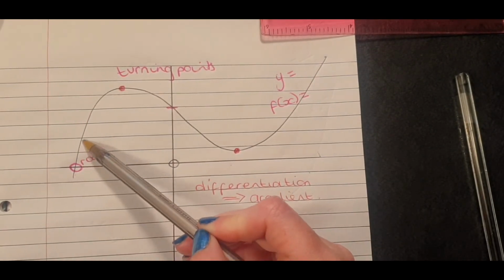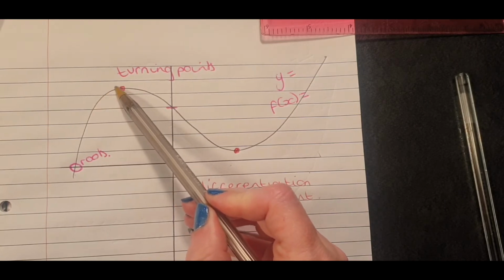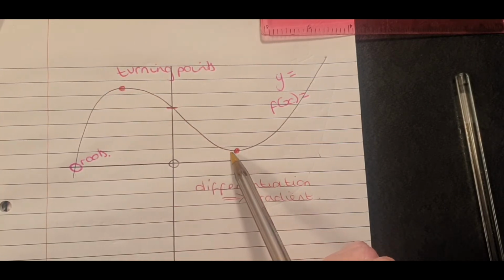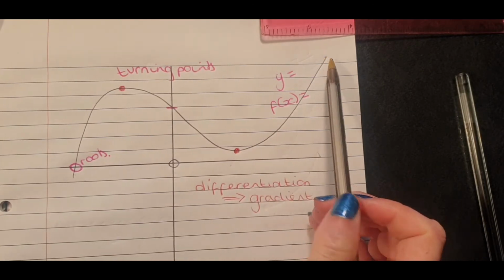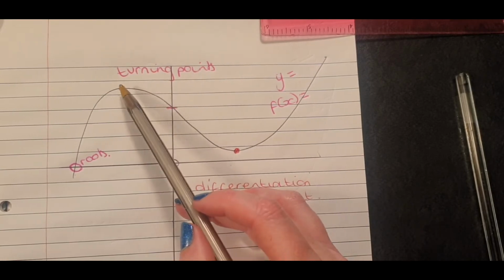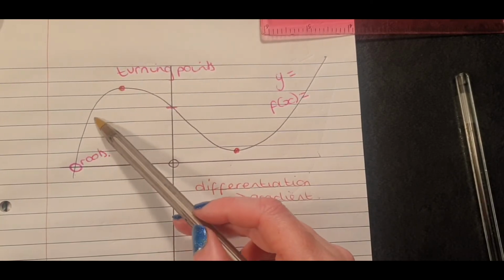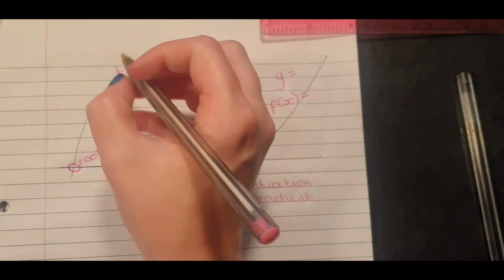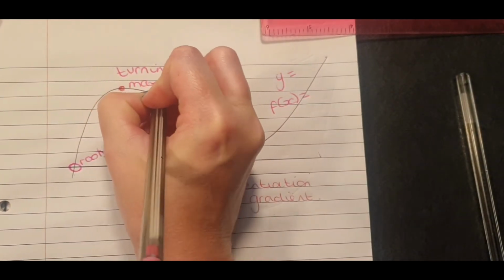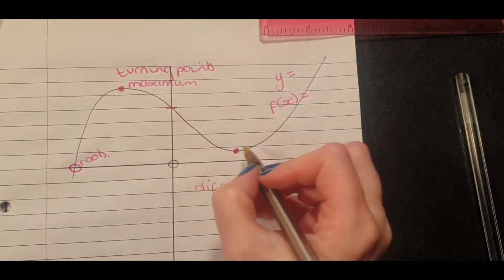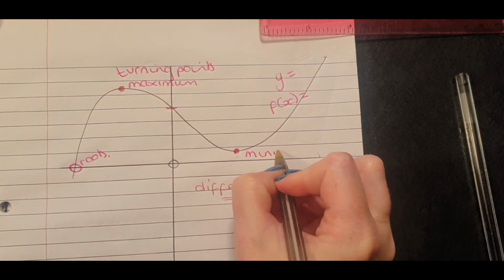So here the graph's increasing, and then it stops, and then it starts to decrease until it stops, and then it starts to increase again. So it changes direction at the turning points. This one, as it's going up and up and up, that's the highest it gets before it starts to come down. So that one is sometimes referred to as a maximum. And then this one down here, sometimes referred to as a minimum.